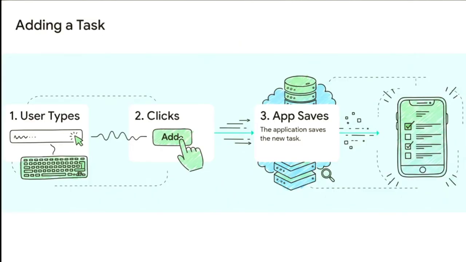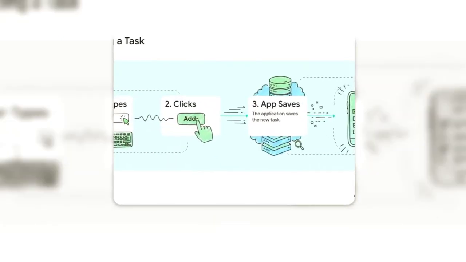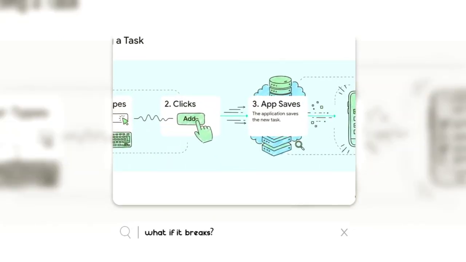It's just a sequence of steps. Step 1, the user types something in the box. Step 2, they click the Add button. Step 3, the app needs to save that new task somewhere. And then, Step 4, the app has to show the user the new updated list. See that? You're thinking like an app. You're breaking a big action down into tiny, logical steps.